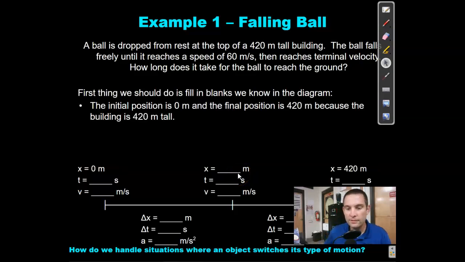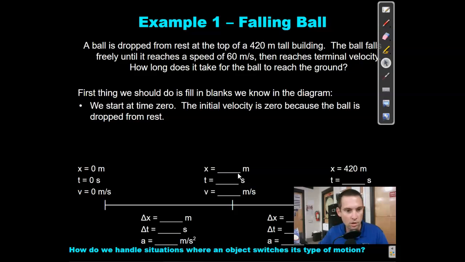First thing we've got to do is fill in the blanks, so just all the stuff that we know from the problem. The initial position is 0 meters and the final position is 420, because the building's 420 meters tall.